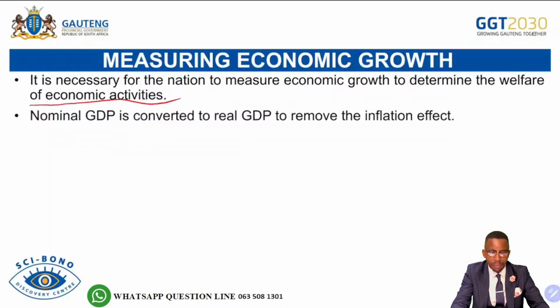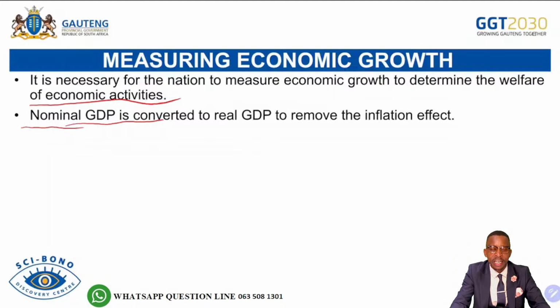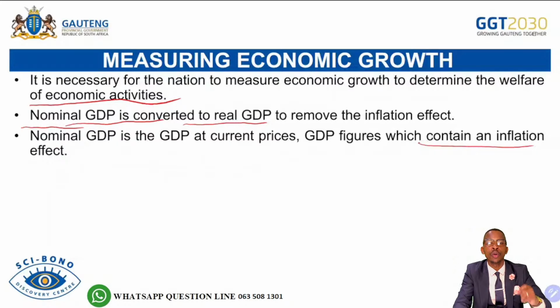So nominal GDP is converted to real GDP to remove inflation effects. Whenever we measure economic growth, we take nominal GDP, which is known to be GDP at current prices, and convert it to real GDP, meaning we adjust it for inflation. Then we can measure economic growth after removing the inflation effect. Nominal GDP is the GDP at current prices, so the GDP figures will contain the inflation effect. Whenever we use nominal GDP figures to measure economic growth, we do not get the full reflection of actual growth trends of the economy.